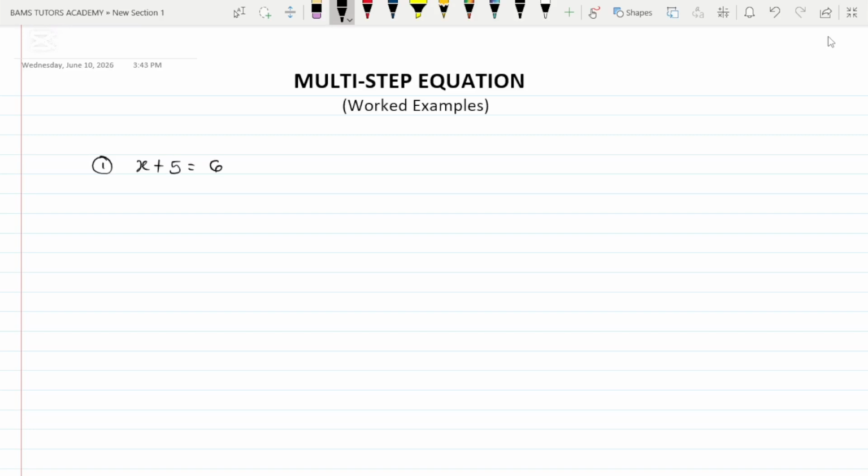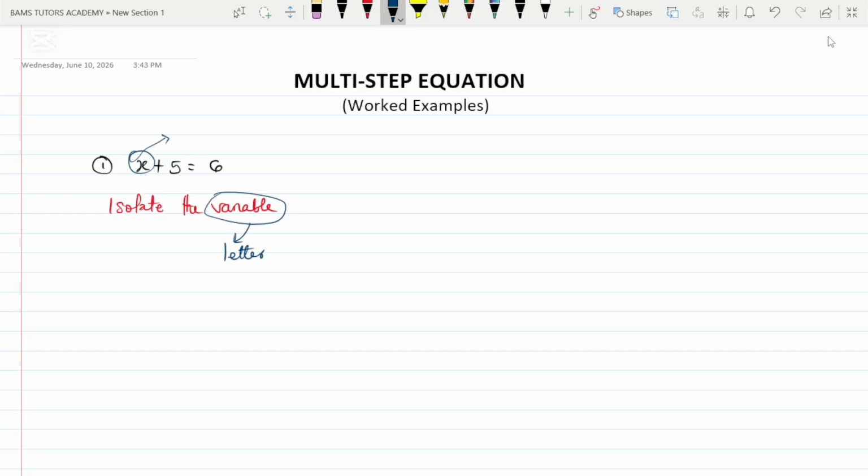Now what you need to do here is whenever you are solving a multi-step question, or sometimes you say two-step equation and above, you want to isolate the variable. Isolate the variable. Now, what do we mean by the variable? The variable here means the letter, right? The variable means the letter, and in this question, this is the variable.